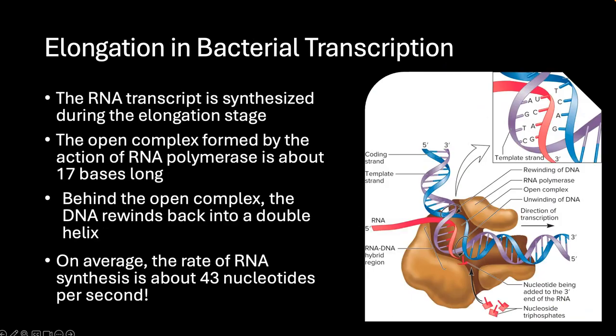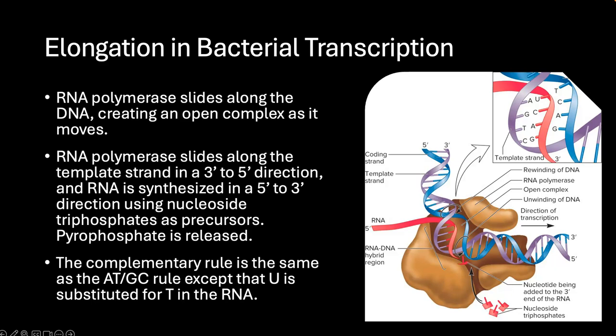During elongation, the RNA polymerase enzyme proceeds down the length of the strand, forming an ever-lengthening RNA strand. The enzyme opens up about 17 bases at a time, and once it passes by, the DNA rebinds back into the double helix. This all happens incredibly fast and is estimated at about 43 nucleotides per second.